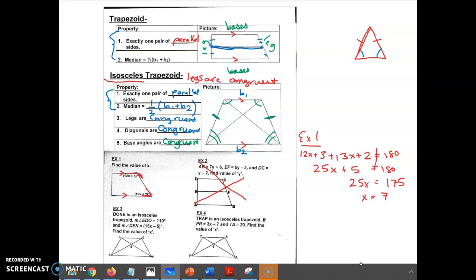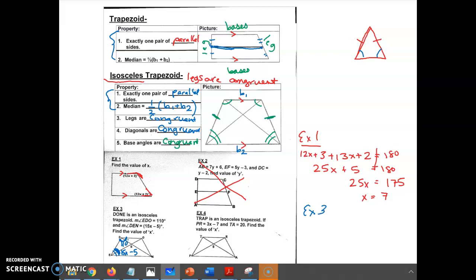In example 3, it says this is an isosceles trapezoid. So remember with an isosceles trapezoid, I know the legs are going to be congruent to one another. If I have EDO, so that's this angle here, is 110. Find the measure of DEN. They told us DEN is 15x plus 5 minus 5, and I want to find the value of x.